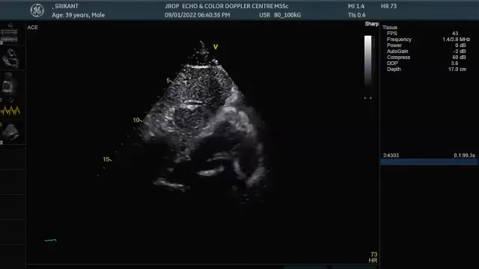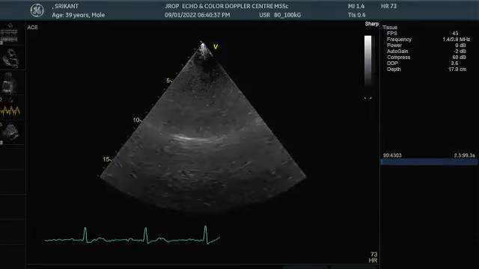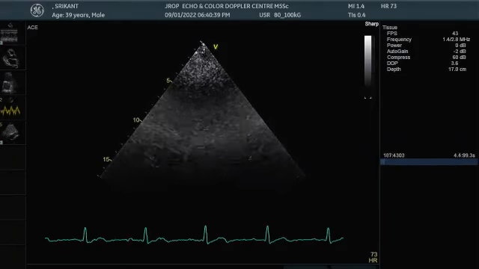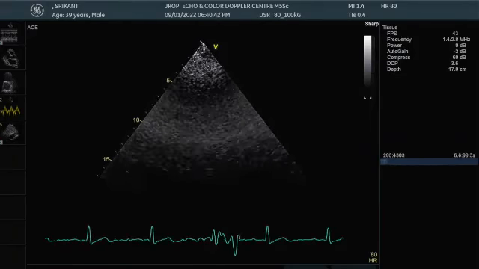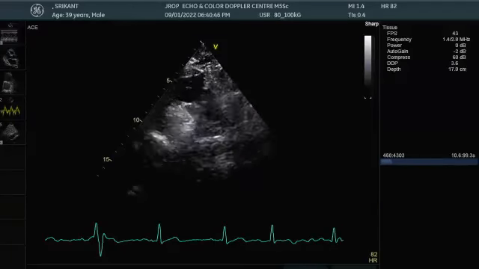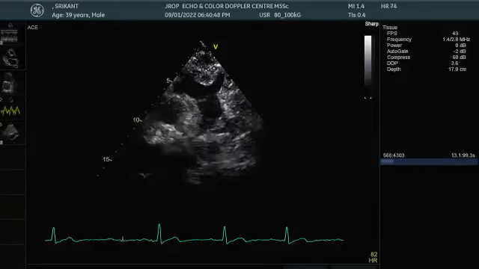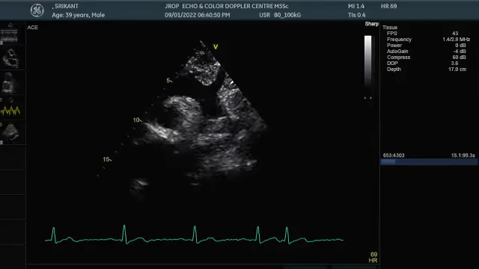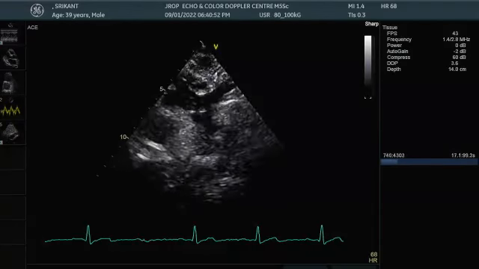Once we have done this, we need to do one more view before we stop and take your question answer sessions. We go to suprasternal window, index marker at 11 o'clock position, and then we go up, see a descending aorta. Now you can see a descending aorta.